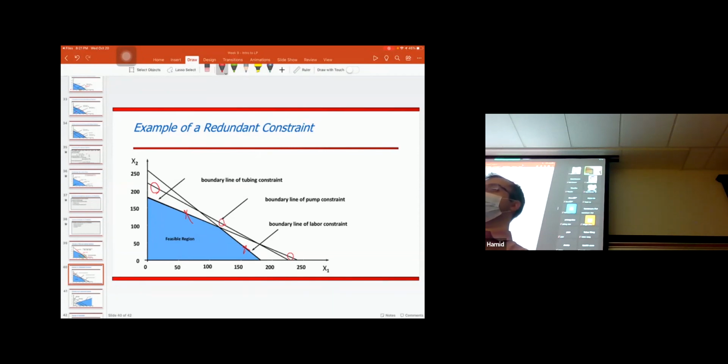So here I'm talking about the language of this domain. Sometimes if they say we have infinite answers, you should understand what they are talking about. Or if they say we have a redundant constraint, you just keep in mind what it means.